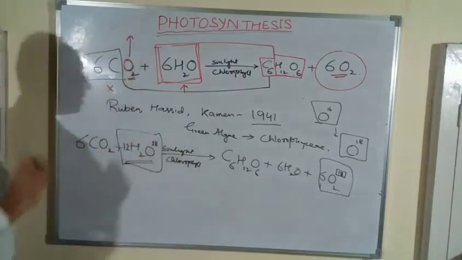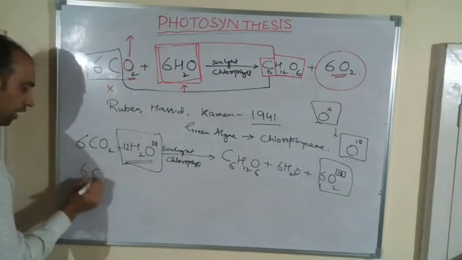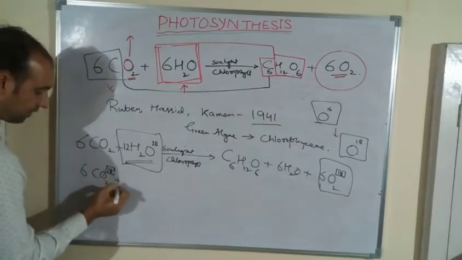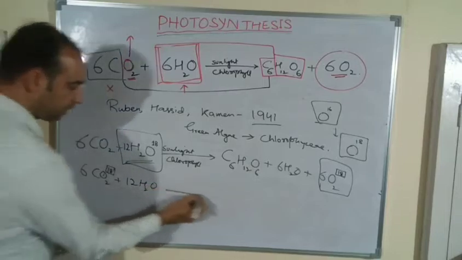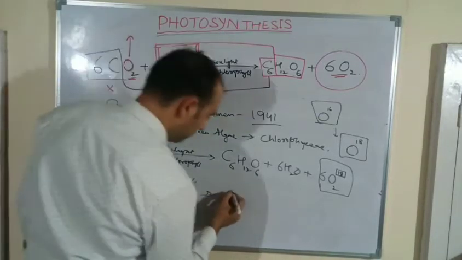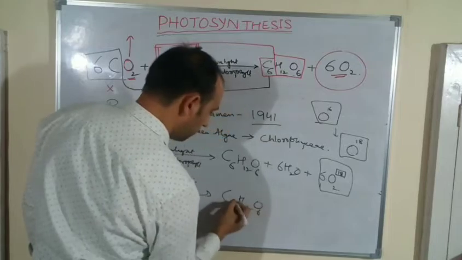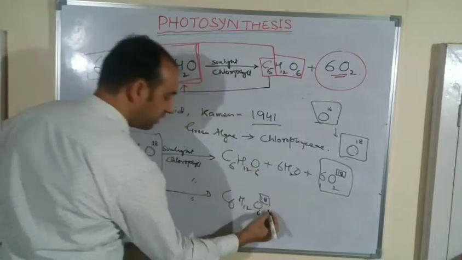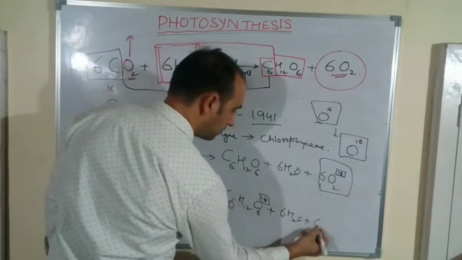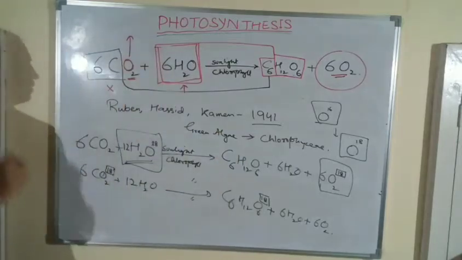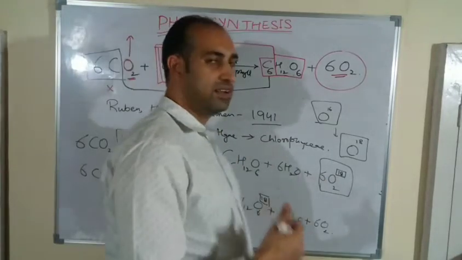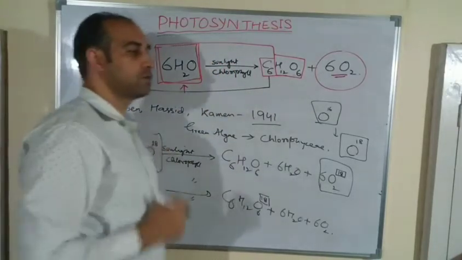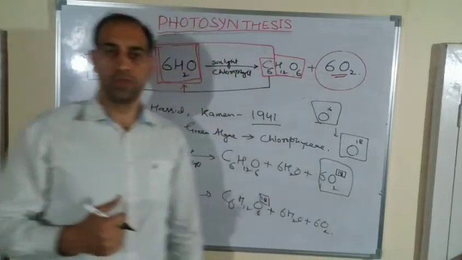They also performed the same experiment using radio-labeled oxygen in carbon dioxide plus 12 times water. Here they found that the oxygen which is fixed in the glucose contains the same radio-labeled oxygen, plus water, plus 6 molecules of oxygen. From this equation it is clear that the oxygen released during photosynthesis comes from the water and not from the carbon dioxide.